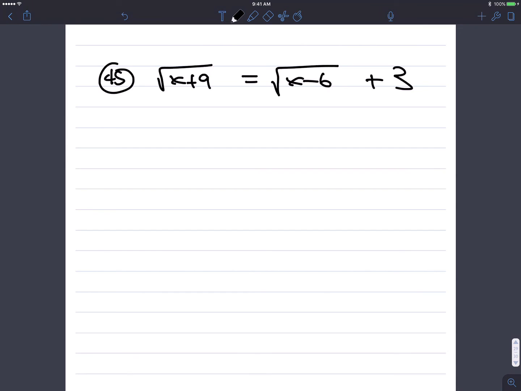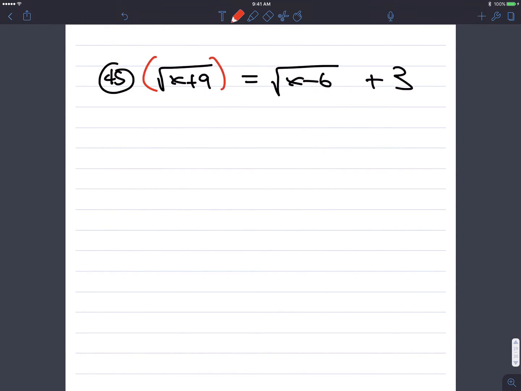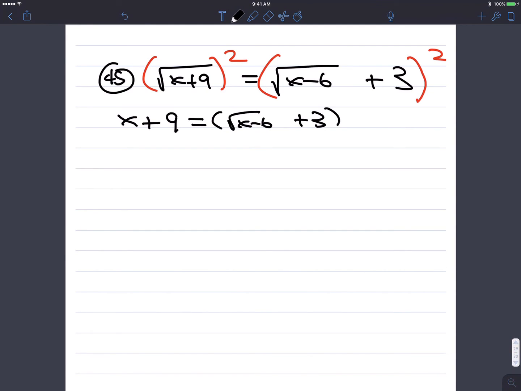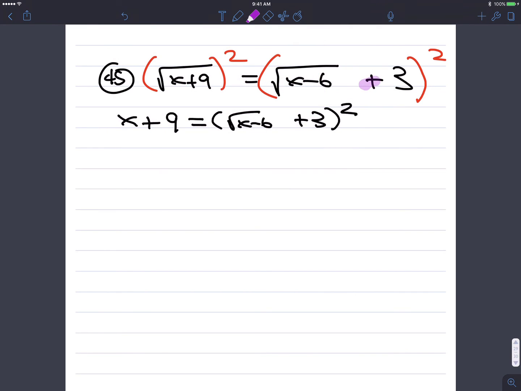So let's start off the process like we did in class. We're going to square both sides. Now on the left side, the radical goes away. The thing about this is, what's going on on the right side? The right side here, ladies and gentlemen, is a sum.